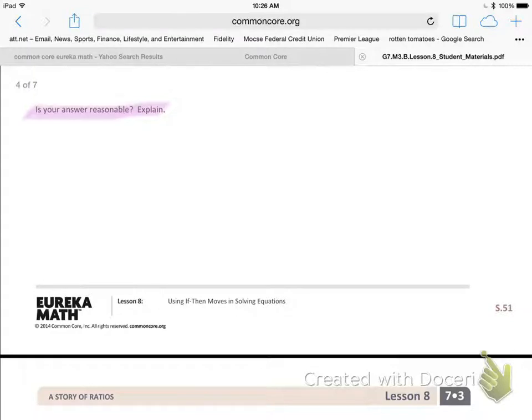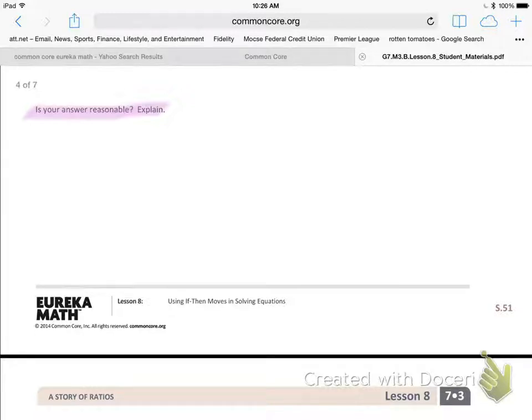You can write something down here in your binder if you'd like. I'm not going to require that you do, and I don't check your binders anyway, so only do it if you really want to maybe become better at explaining, which is one of our goals, okay? But thinking about, is your answer reasonable?